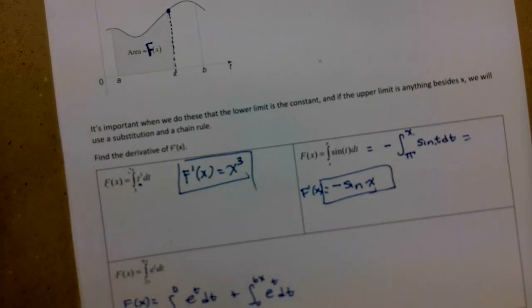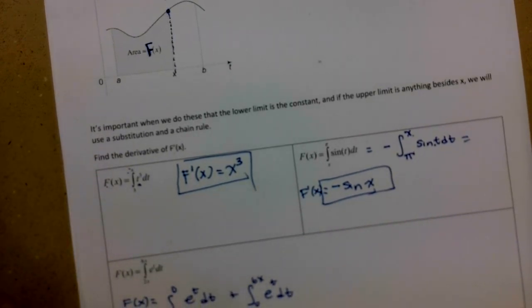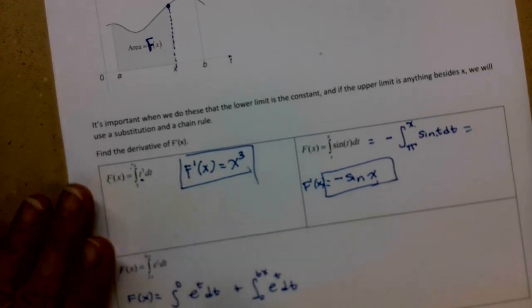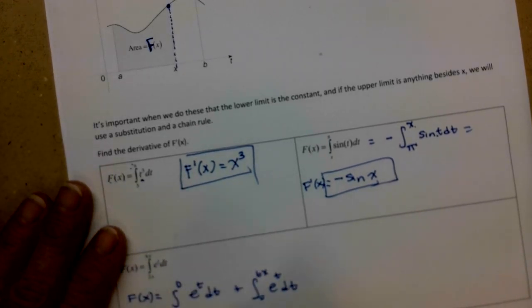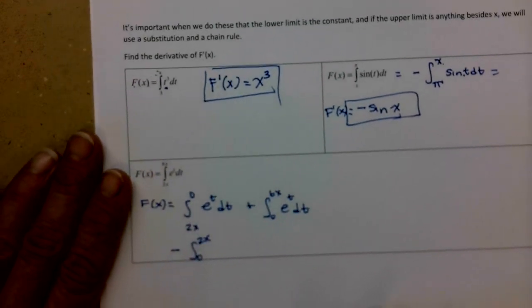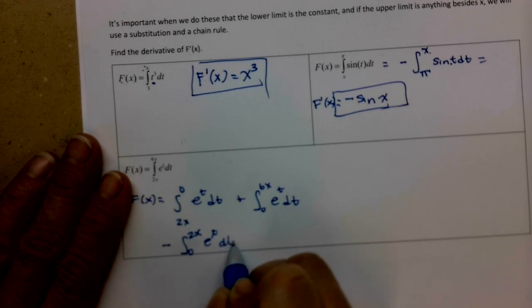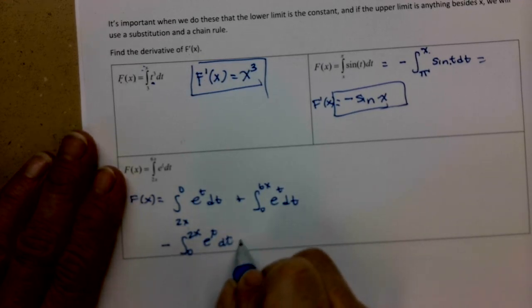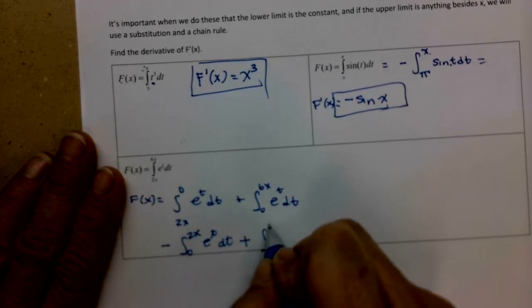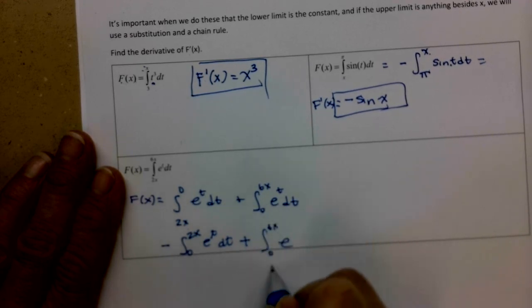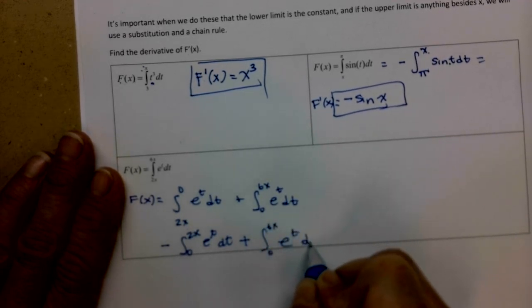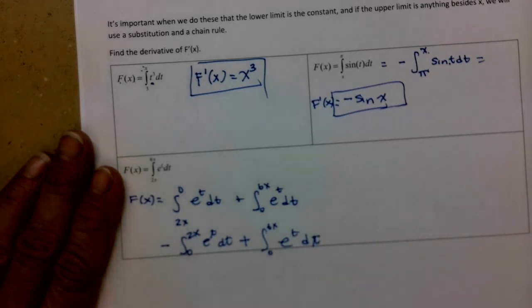Okay, so for that first one, notice your x is in the bottom, but I need it to be on top, so we're going to go ahead and swap those limits with a negative sign. So now I've got negative integral from 0 to 2x of e to the t dt plus the integral from 0 to 6x. I don't write the zero constants on the bottom. That's up top. That's good. e to the t dt.